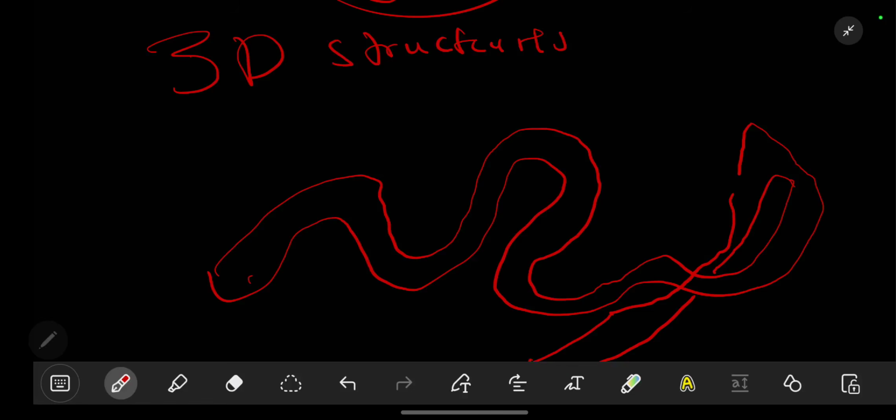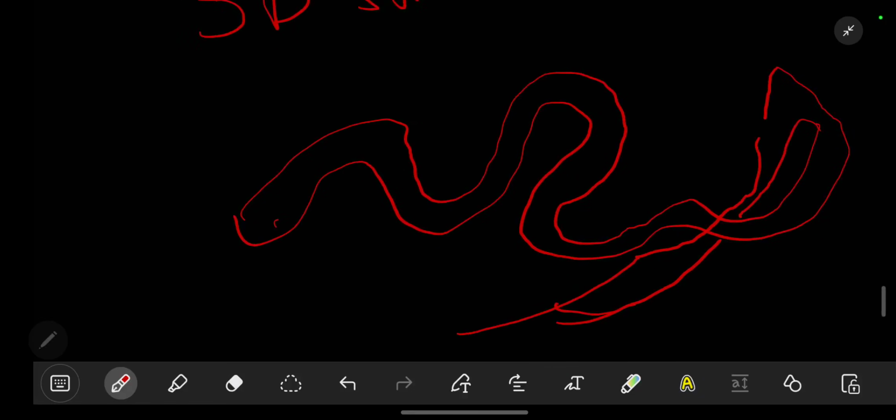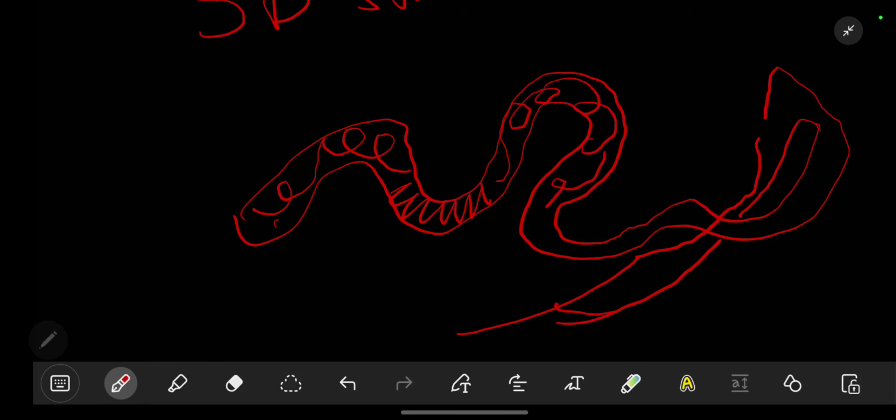This is basically the structure where we could have the alpha helix combined with the beta plates, which are structures that look like this. We have the alpha helix, and they are combined together in that manner. So this is the structure that might be formed.